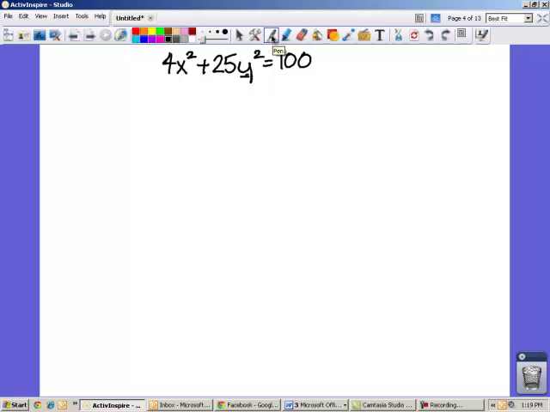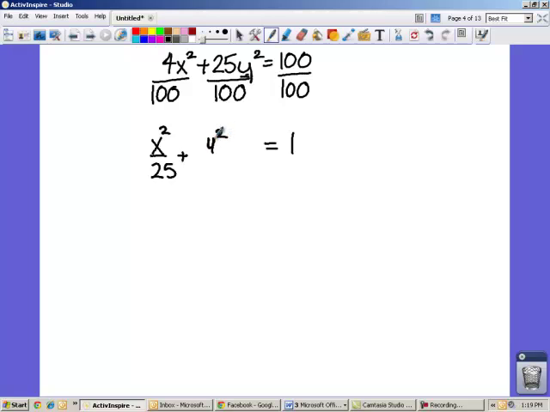The only way to make this 100 equal to 1 is by dividing by 100. And when you divide by 100 on one side, you have to do it to everything on the other side. So now we have equals 1. And then we take the 4 divided by 100, and we're going to get a reduced fraction, which is 1 over 25. So x squared over 25. And when we do 25 divided by 100, we're going to reduce that to 1 over 4, or y squared over 4.